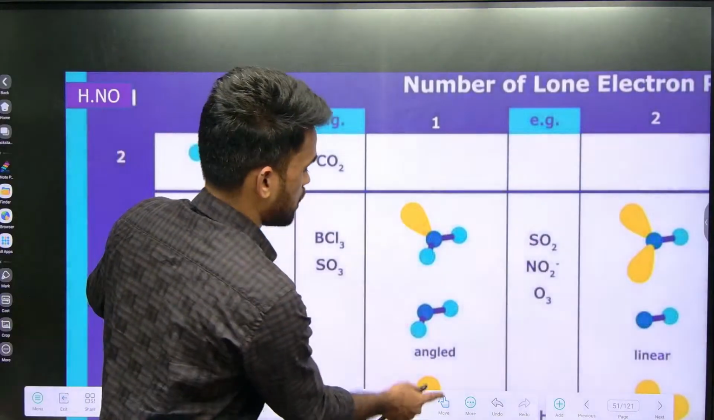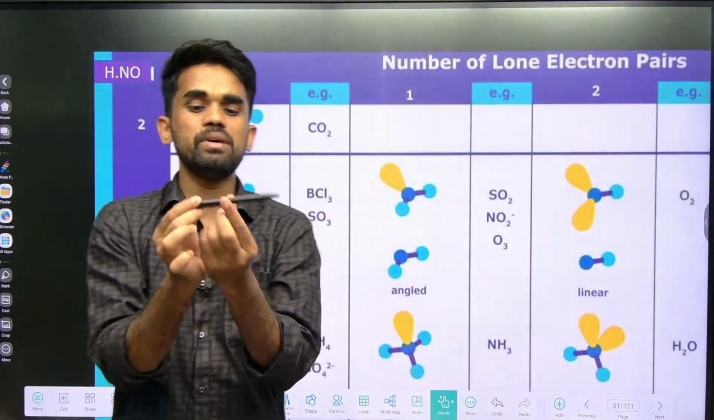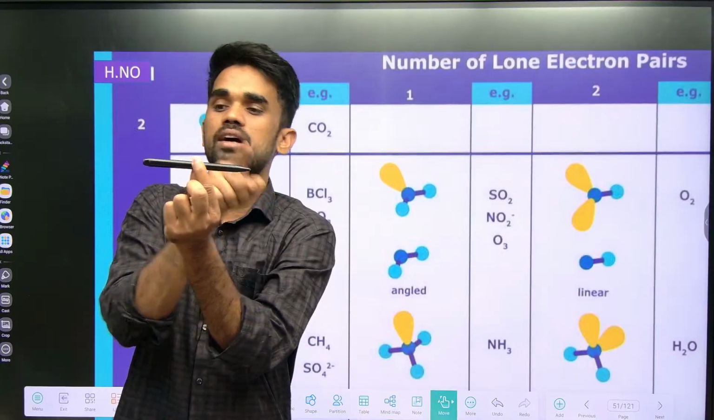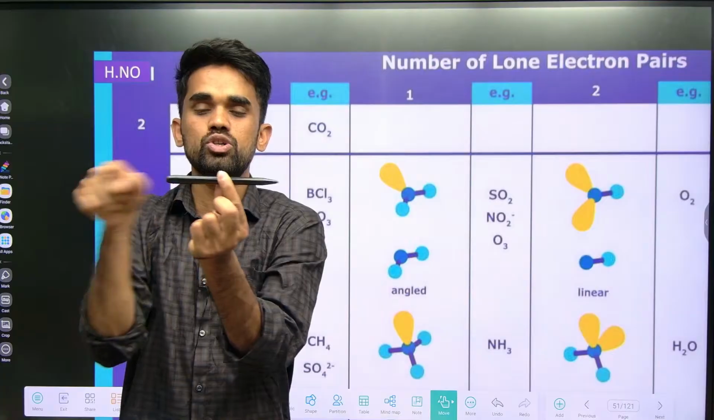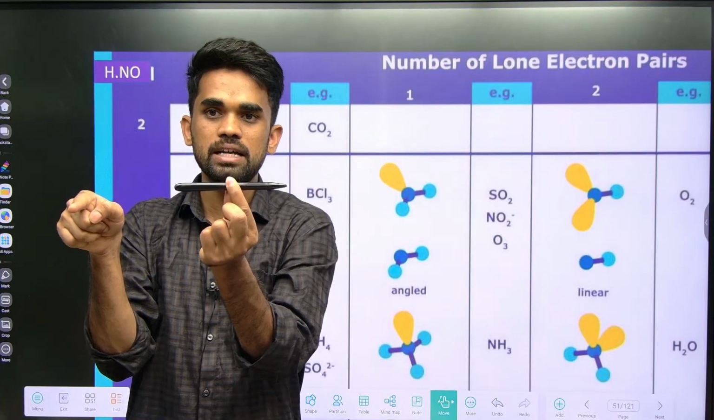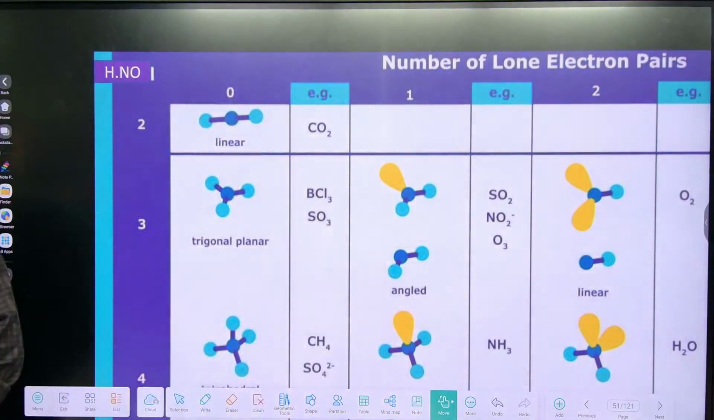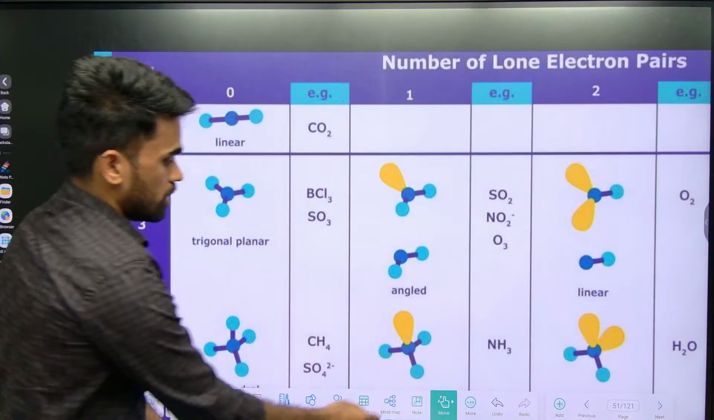If it is sp hybridization, here at the center is carbon, with one oxygen on each side, like a line. So sp hybridization means you should call it linear. Okay, next one.